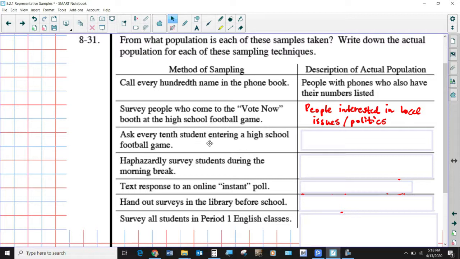Ask every 10th student entering a high school football game. Well, once again, that's good for random, every 10th student. However, you're only getting people who are interested in going to those sports activities.